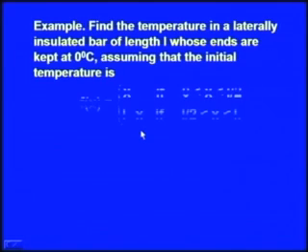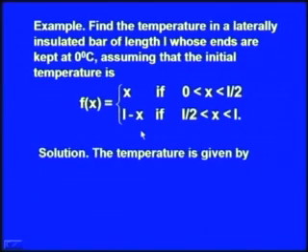Now, let us take an example on this problem. Let us find the temperature in a laterally insulated bar of length L whose ends are kept at 0 degree centigrade, assuming that the initial temperature of the bar is given by the function f(x) equal to x if 0 is less than x less than L by 2, and L minus x if L by 2 is less than x less than L.